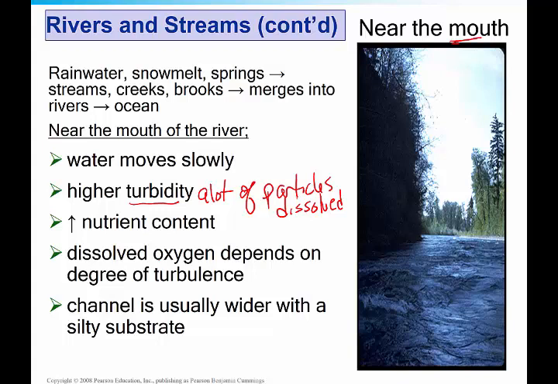The amount of oxygen dissolved in the water kind of depends on how much it tumbles and trickles over each other, because as water tumbles, it incorporates oxygen. Now remember, a lot of aquatic organisms need oxygen to survive. And usually at the end of the river, it is usually pretty wide.